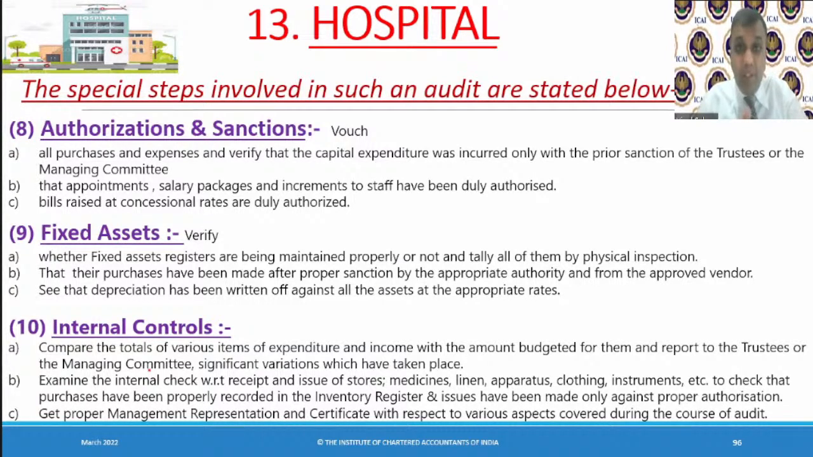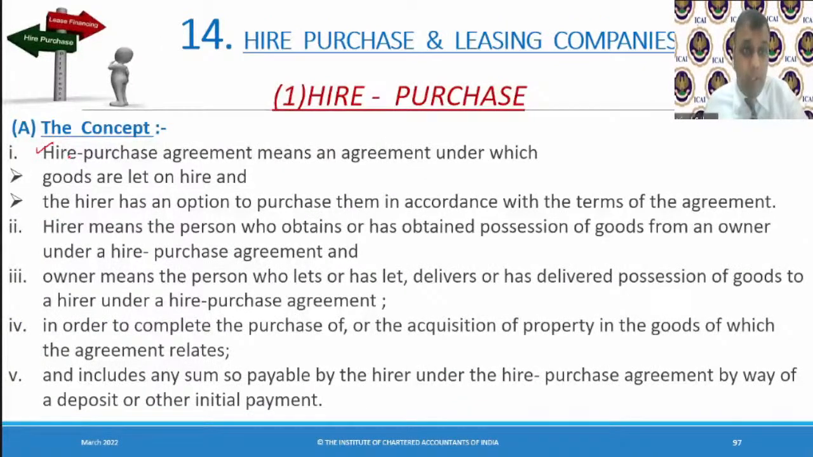Okay? So we are left with 2 very small topics: audit of a cinema hall, and hire purchase and leasing companies. So let us go through the basics. What is hire purchase? The concept. A hire purchase agreement means an agreement under which goods are let on hire. Hire in layman terms means rent, to use an asset. It is just to make you understand. Don't write rent in the exam. It is hire purchase, and you have to write hire only.